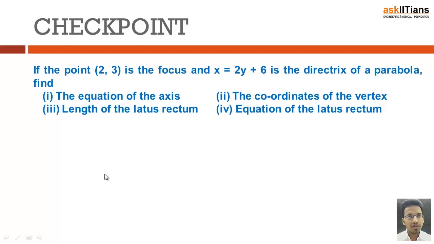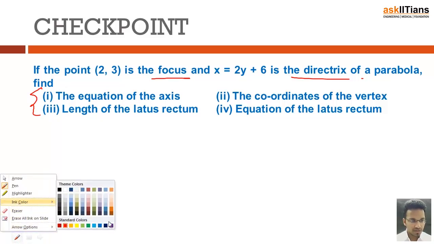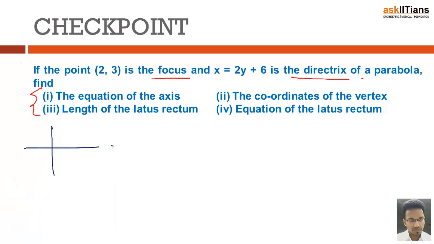A perfect question to start with: if the point (2, 3) is the focus and this line, x = 2y + 6, is the directrix, then we have to find these four things. Let us first draw the diagram for this. If I represent it using the general standard parabola, although it's not, we are still comparing things by analogy.